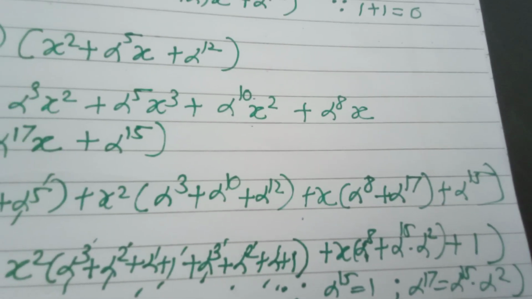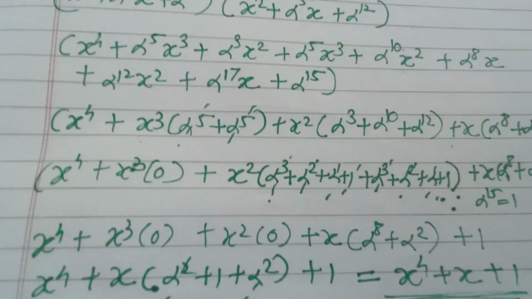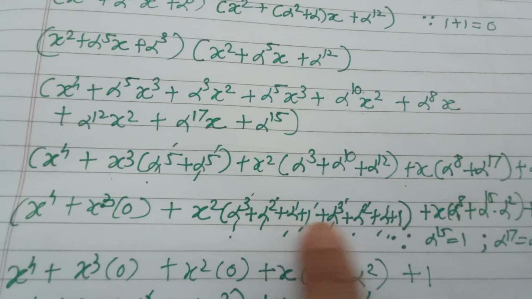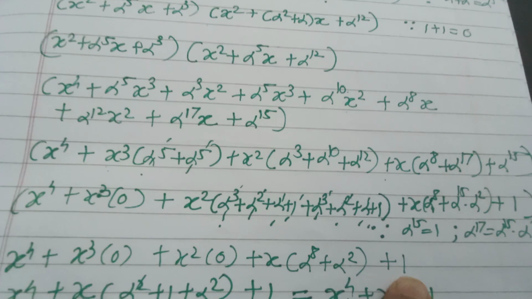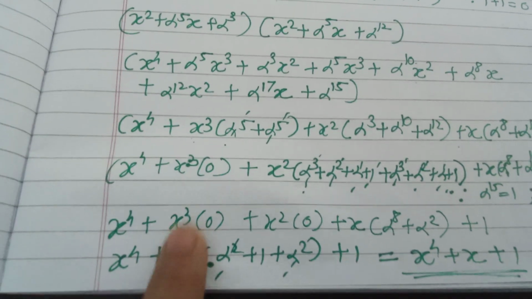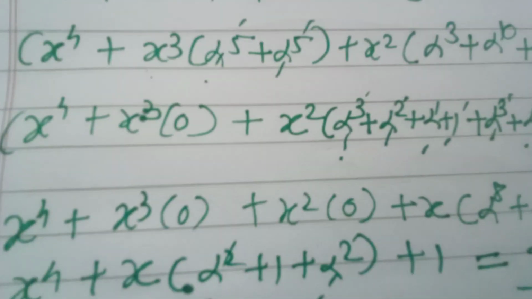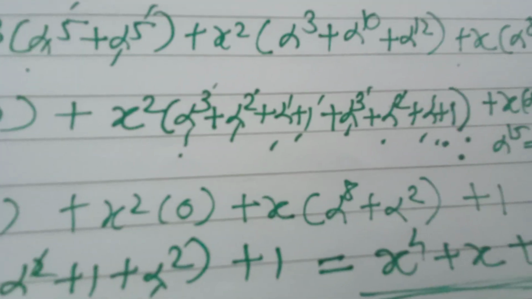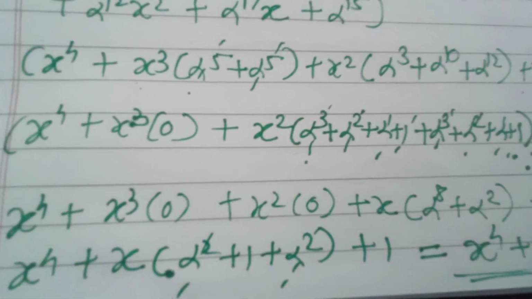So alpha 17 is alpha 15 into alpha square, alpha 15 is 1, then x4 x cube 0, x square is all the terms gets cancelled out, so 0, then x, alpha 8, alpha 15 is 1, alpha square 1. Now alpha 8, this is 0, this is 0, alpha 8 is what, alpha square plus 1. Then again alpha square is there, and this is 1, so alpha square gets cancelled out, so then x4 plus x plus 1 is the minimal polynomial for the roots alpha square, alpha raised to 4, alpha raised to 8.